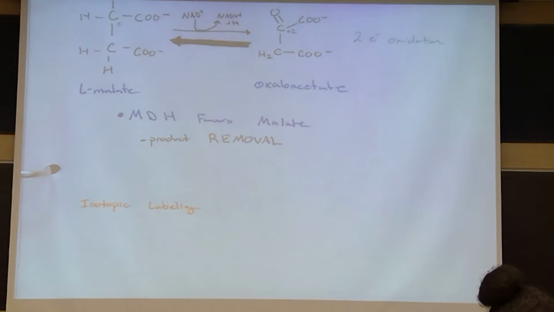A frequent experiment that's used often in probing mechanisms includes isotopic labeling. Label a specific carbon, label a specific phosphorus, and see how it moves.